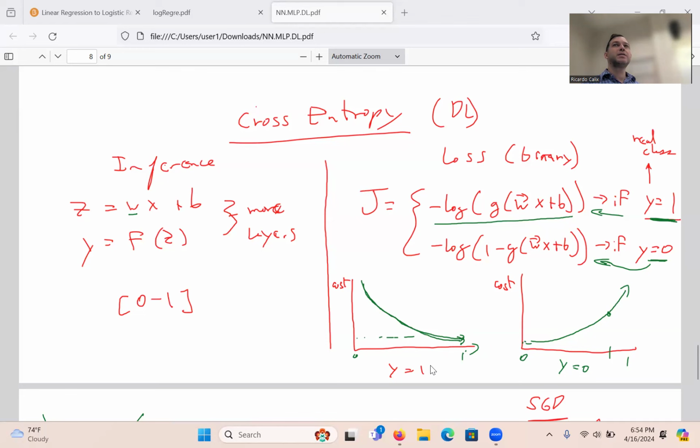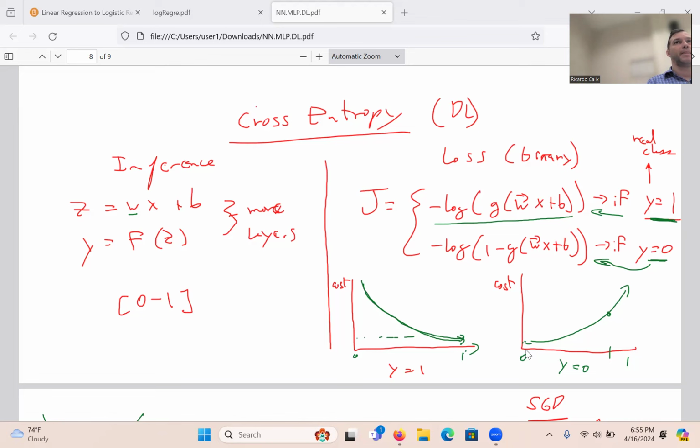Now think of the other case, right? Let's say that the real value is 0. So then we choose this equation. So if we fall here, when is it minimized? When the cost is 0. And when is the cost 0? When the value is closest to 0. So this is why we use cross entropy, quite simply.